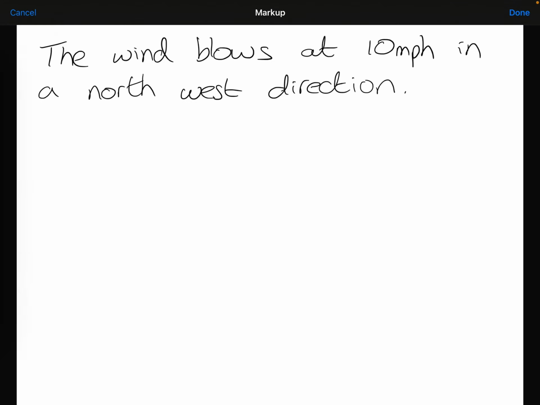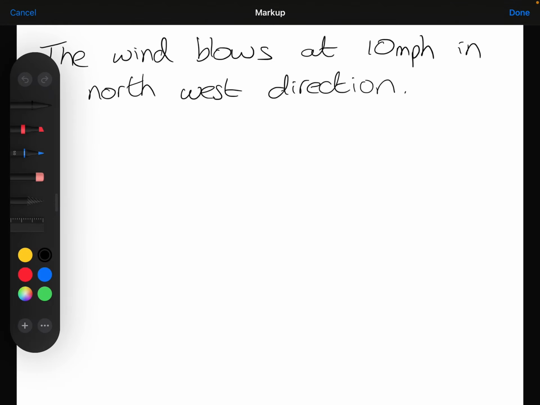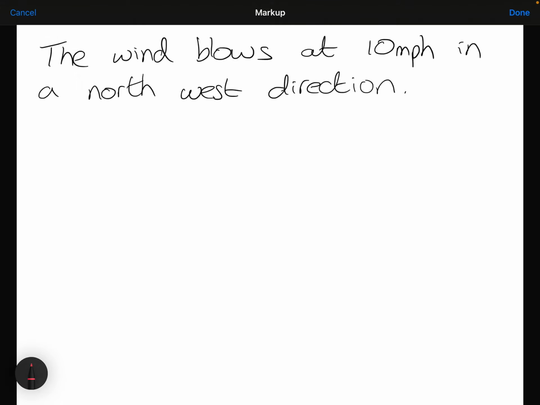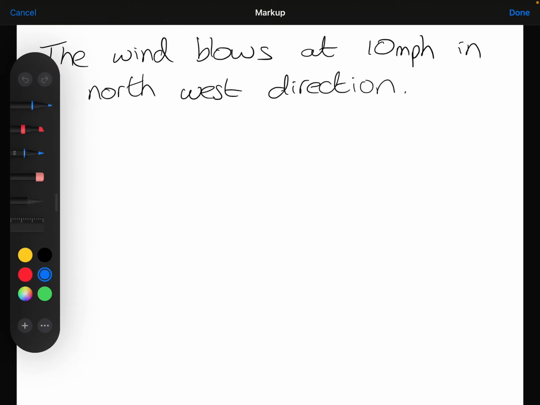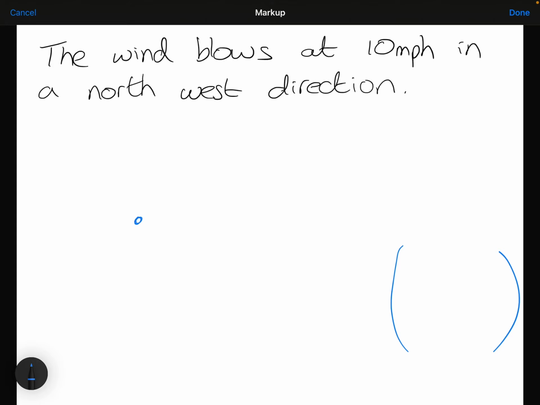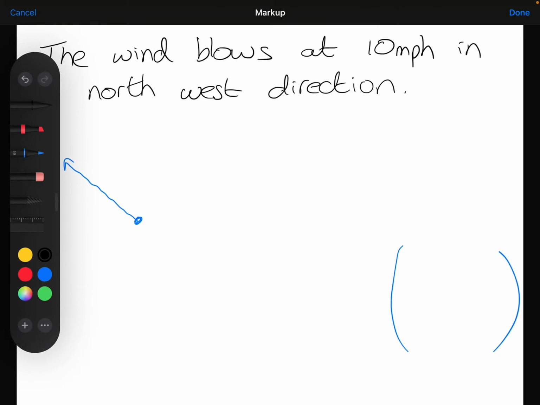Penultimate example. We're going to do one more example like this, then we're going to do an example going the opposite way. So the wind blows at 10 miles an hour in a northwest direction. I want to write that as a vector, like I've done the last couple of examples. So northwest direction is like that. That's northwest, where this is my north line.